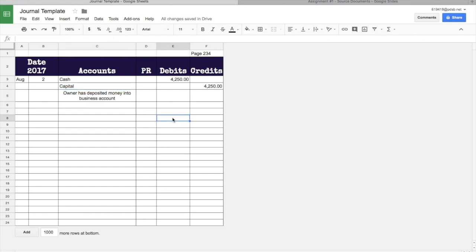So next, what we have to do is we have to take these entries and post them into the general ledger.